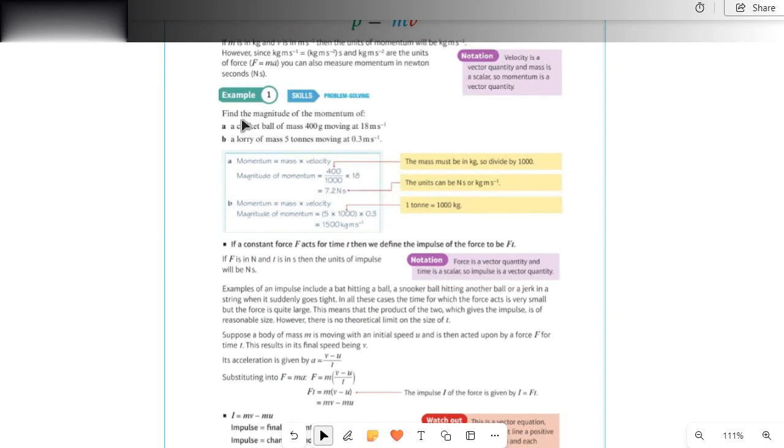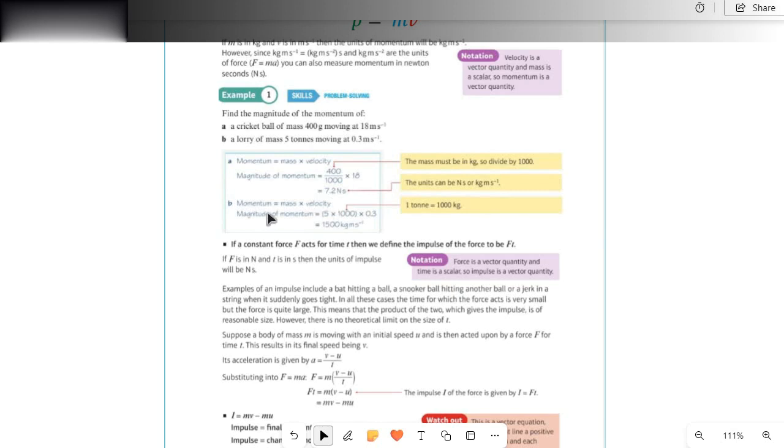In our first example, we have to find the magnitude of momentum of a cricket ball of mass 400 grams moving at 18 meters per second. So for part A, momentum equals mass times velocity. Therefore, the magnitude of momentum is 400 divided by 1000 to convert the mass into kilograms, multiplied by 18, which is the velocity. Therefore, the answer is 7.2 Newton seconds.